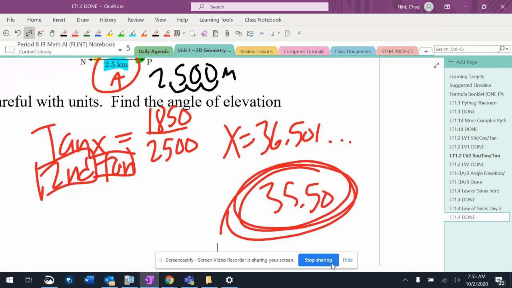Hopefully this helped out. We're going to move into law of cosines next, and then we'll start kind of mixing these together and show you what some actual IB problems look like all the way through.